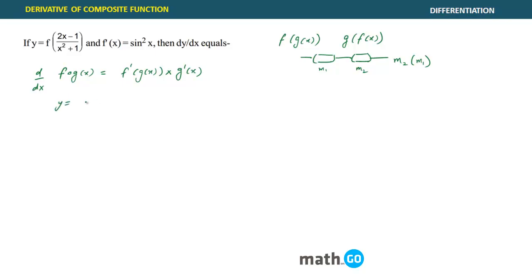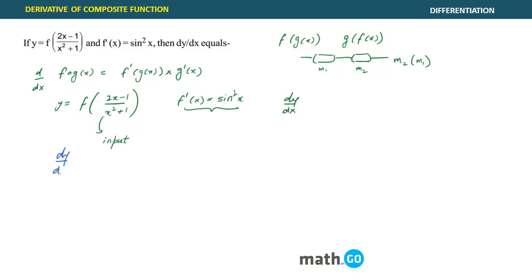It is said y is equal to f of, so y is not equal to f x, it is y is equal to f of this. This is the input of this particular function, and you are given that f dash x is equal to sine square x. Now your target is to find dy by dx. If I start differentiating this, what value do you expect to get?